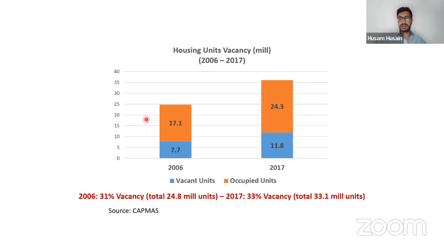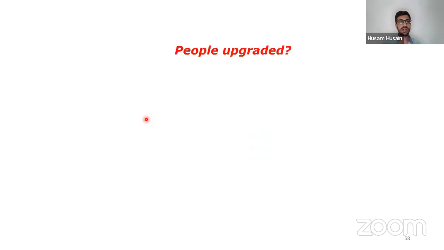Again, between 2006 and 2017, we can see the housing unit vacancy, and there are a lot of units that are vacant. Around 33.1 million units were vacant in Egypt between 2006 and 2017. So what really happened? Did people upgrade to better houses and leave their old houses? Or is it the problem of, for example, the old rent law? Or what is the real problem? There is a problem that is not really understandable here, and we need to analyze it and understand what is happening to these vacant houses.